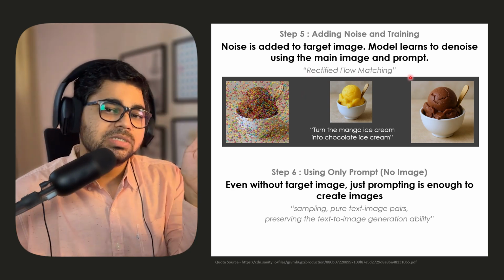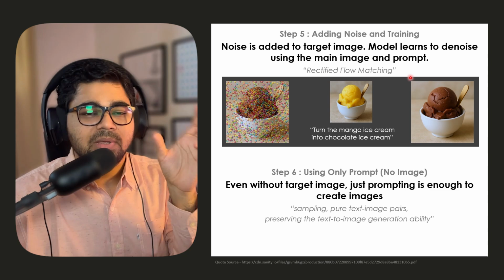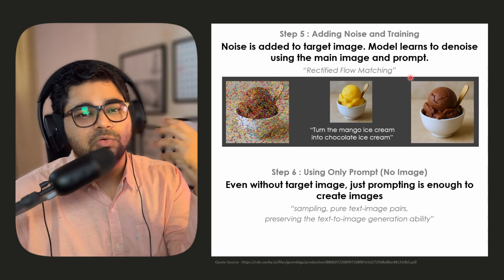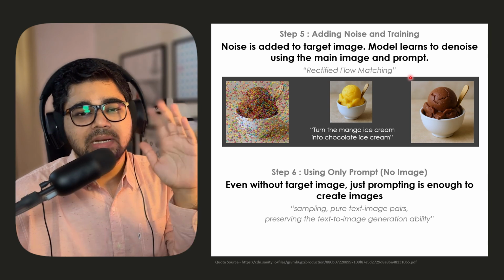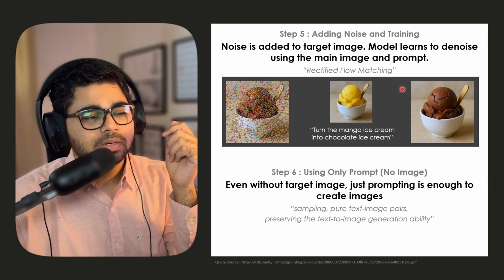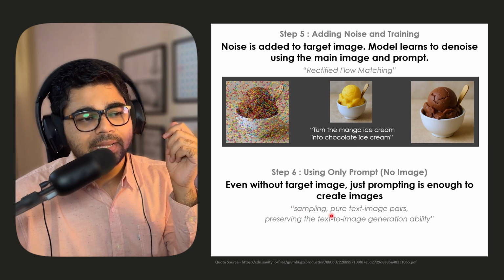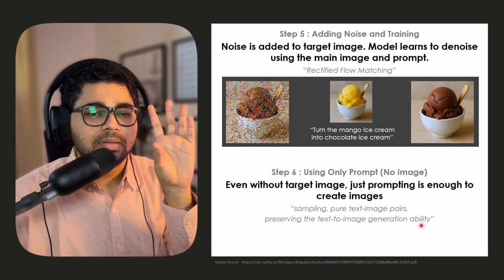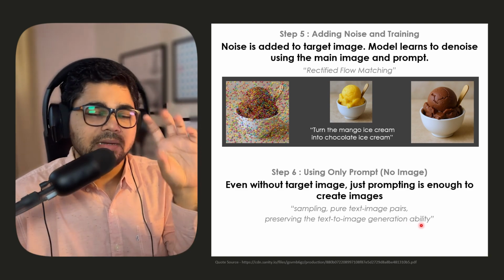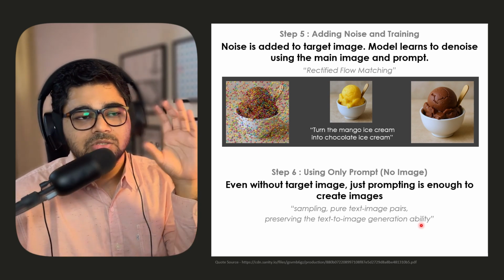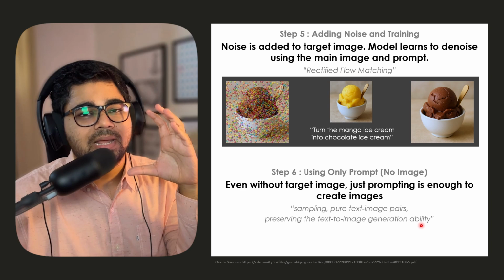Because it's matching from the original image and the target image. And because of this matching, it is able to generate super quick images in 3 to 5 seconds. But it is not only limited to matching. You can also just use a prompt and get images as well. So in the paper, they say sampling pure text image pairs, preserving the text to image generation ability. So they are not removing the ability to convert a text to an image. They're keeping that. Apart from that, they are training for these 3 triplet pairs as well. So that's how the training of this context model has been done.